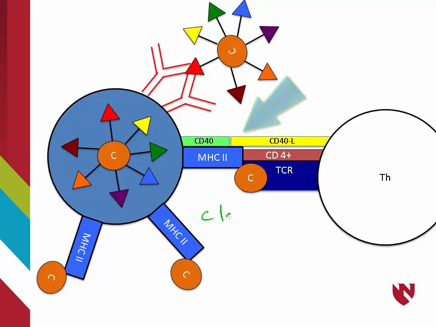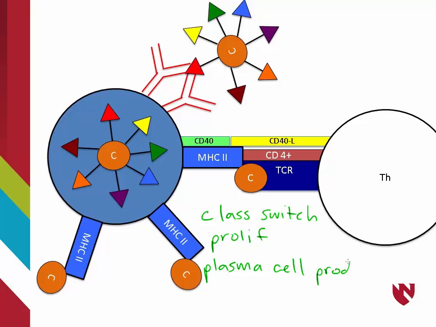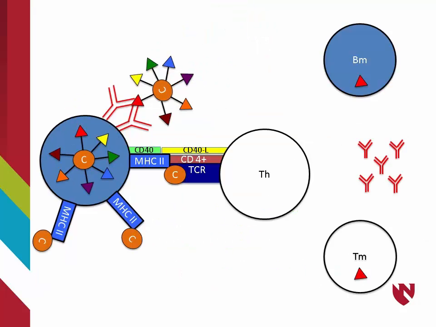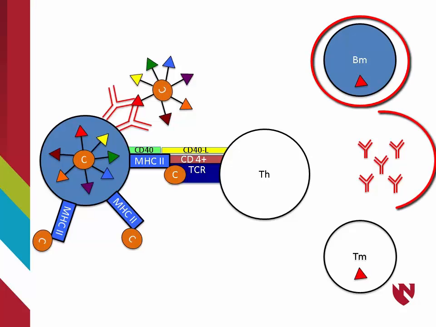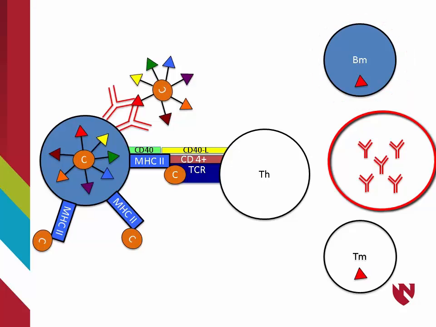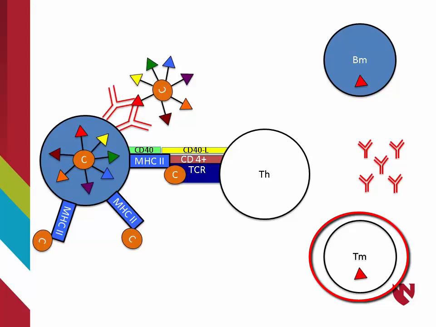This causes the release of various cytokines for class switching, proliferation, and plasma cell production. As I mentioned earlier, there are 3 things that can happen now. 1. The B cell can class switch to become a B memory cell. 2. The B cell can differentiate to become a plasma cell that will in this case secrete red antibody. And 3. The T cell can class switch to become a T memory cell. The memory cells will be helpful for future infections with the viral or bacterial hapten if they occur.